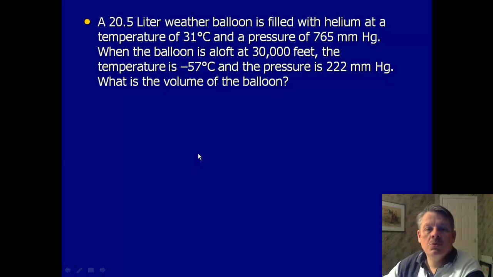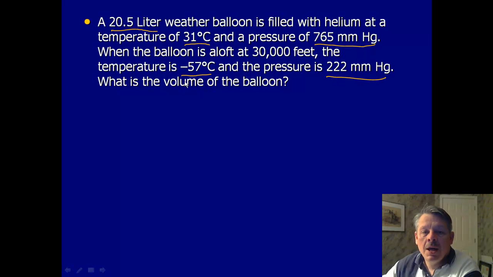So let's go ahead and do one. All of your rules apply. We're going to start with my initial system, which has a volume of 20.5 liters, a temperature of 31 Celsius, and a pressure of 765 millimeters of mercury. That's my initial system. In my final system, the temperature has dropped to negative 57 Celsius. Pressure is 222 millimeters of mercury, which is far less than what we started with, and we're asking for what the volume is.